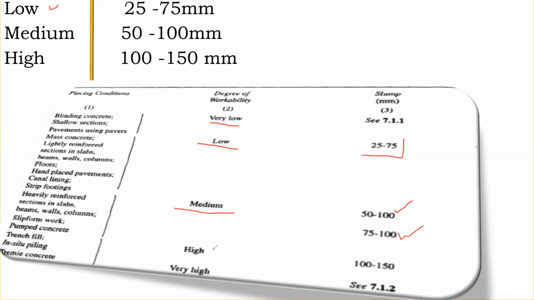If you want a high workability, then you can try to keep the slump between 100 to 150. You make use of high workability especially in trench fill and in situ piling work. What is piling work? If you have seen the construction of metros and bridges, we drive big piles there, right? Since it is vertical, you have to try to keep the workability more. That means your concrete should be more fluid in nature.